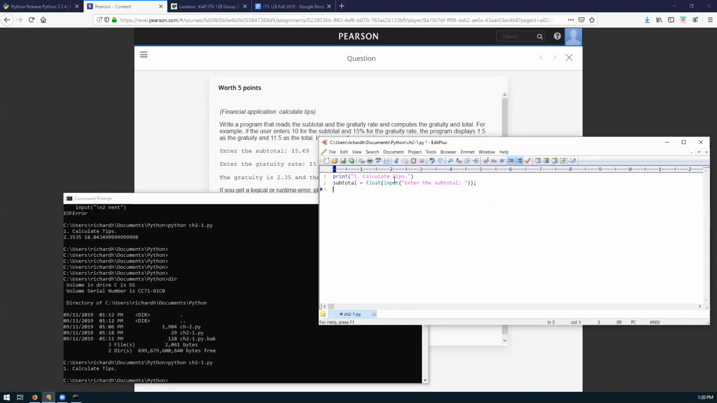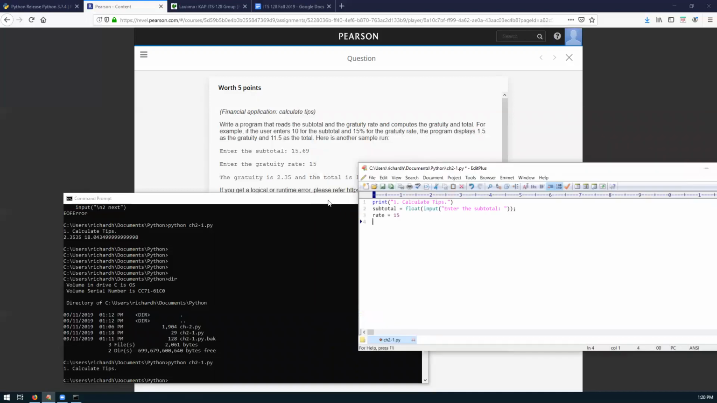And so that's going to get the subtotal in there, and it's going to turn it into a floating point number, which is what we want because this comes in as a text string. Now I'm going to hardwire the gratuity rate in there. I'm just going to call it rate equals 15. I'm going to assume that that was input. Oh, you don't put a semicolon. But you have to actually ask for it.